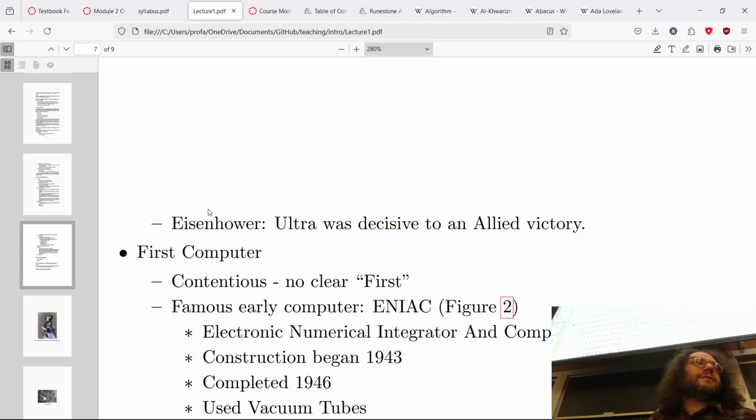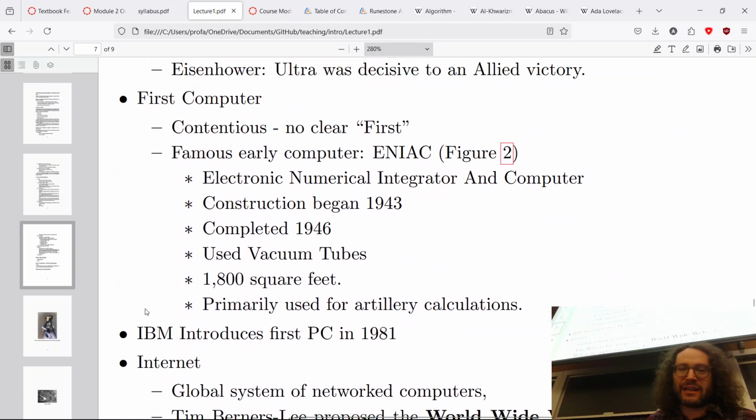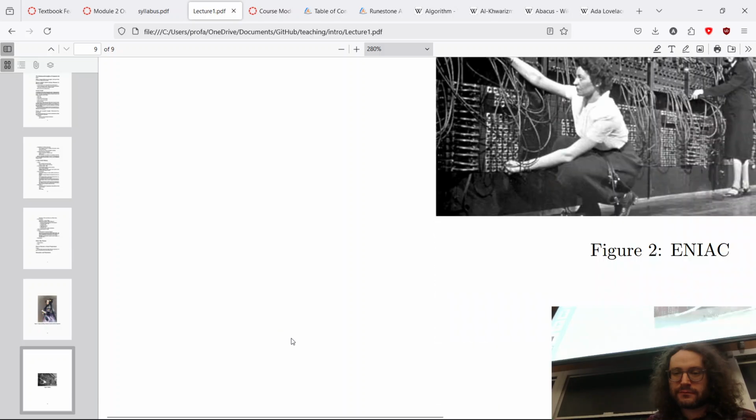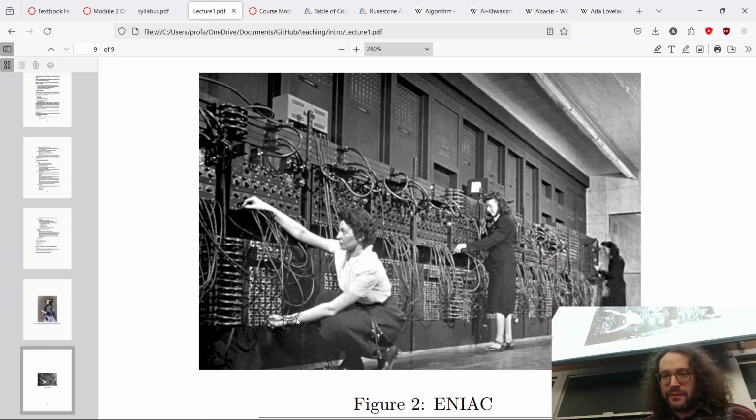The first computer is actually rather contentious. There is no clear first computer. A famous first computer is the ENIAC, the Electronic Numerical Integrator and Computer. It is massive. Utterly massive, this computer with wires and stuff like that. It was used for artillery calculations.